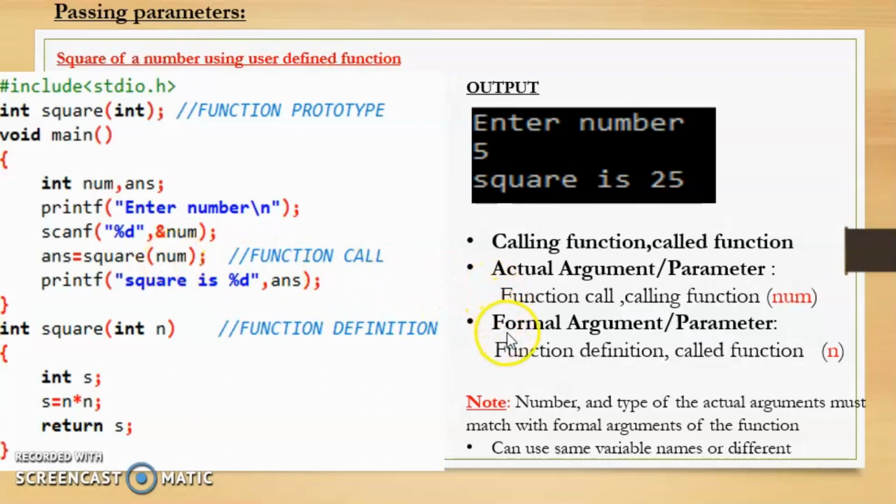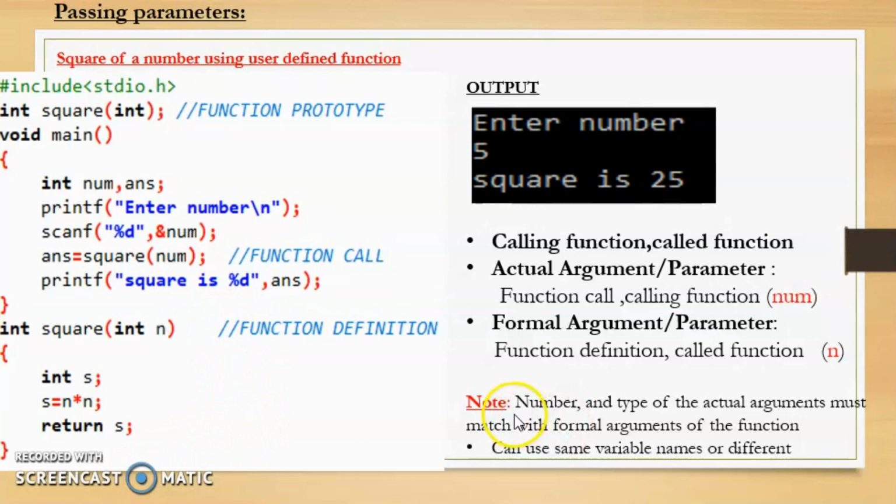Next, we need to know what a formal parameter is. The formal parameter is the parameter in the function definition or the called function. In this program, the parameter in the function definition is this variable n, so this will be the formal parameter or the formal argument. So in this program, the variable num will be the actual parameter, that is the one inside the function call or the calling function, and this variable n will be the formal parameter or the formal argument, that is the one inside the function definition or the called function.